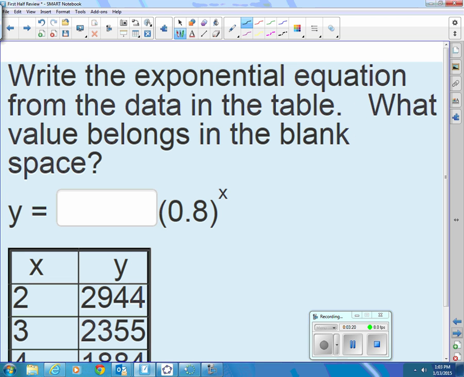Write the exponential equation from the data in the table. What value belongs in the blank space? So they tell us that it's decreasing by 20% each time. 1 minus 0.2. That's how they got the 0.8.